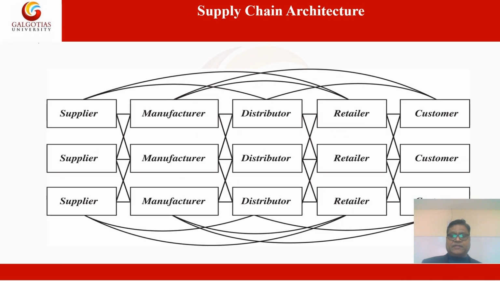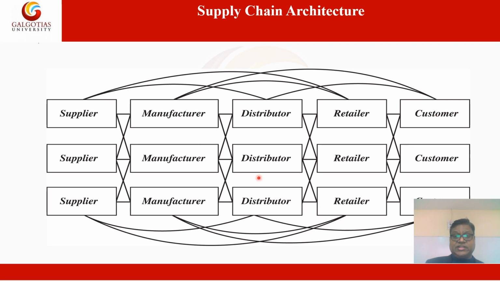Now, if I go through the supply chain, the basic architecture of the supply chain starts from the supplier, the manufacturer, the distributor, the retailer, and the customer. So everyone is involved over there.